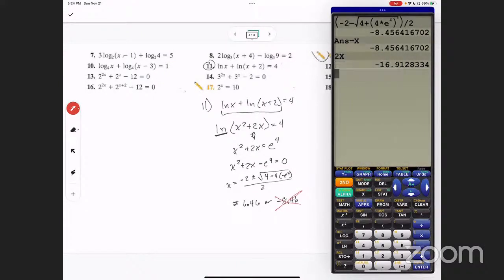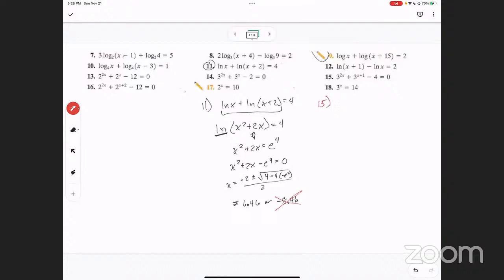Let's let x equal the other one. So 6.46, storing it for x, and now typing in ln of x plus ln of x plus 2, and what should I get? You should get 4. And actually, it's probably not going to be exactly 4, right? Because I rounded it, but I should get pretty darn close to 4.